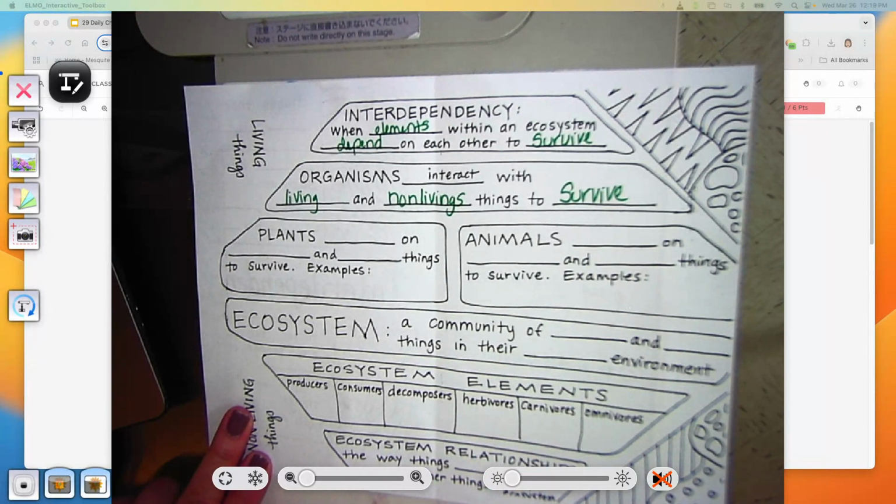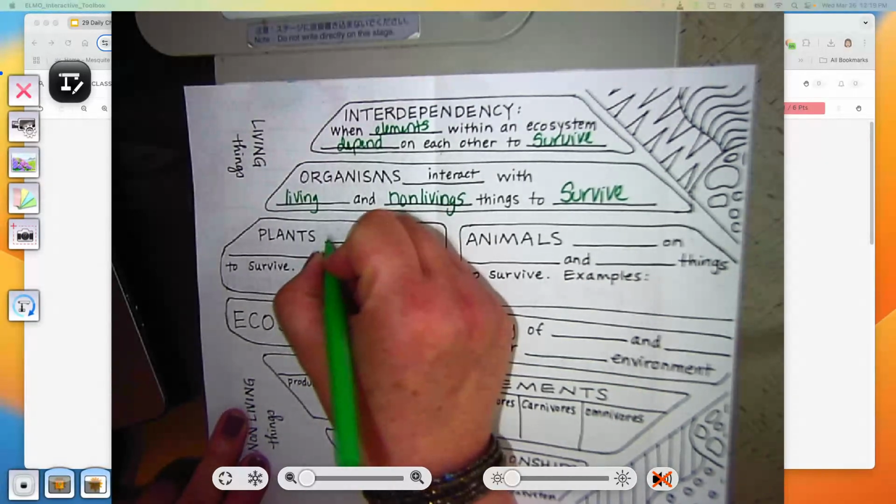How about like a Venus flytrap? What does it depend on? Bugs. So then it would need the animals. That would be living things to survive. Okay. So let's go ahead and write this one.